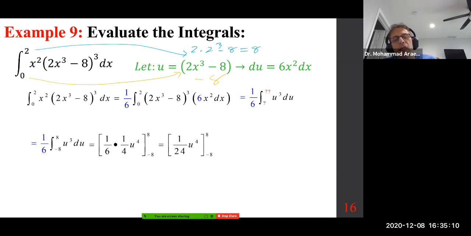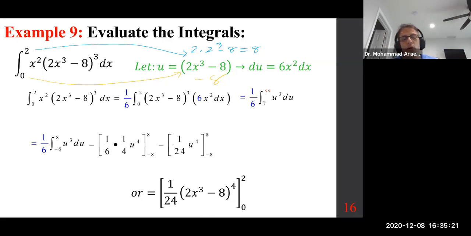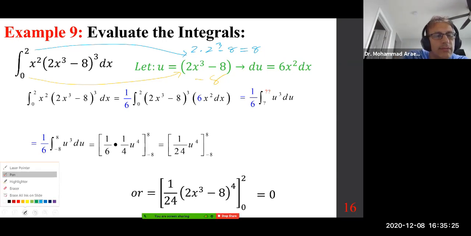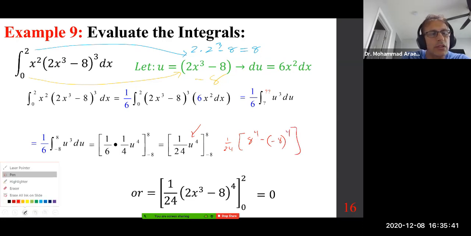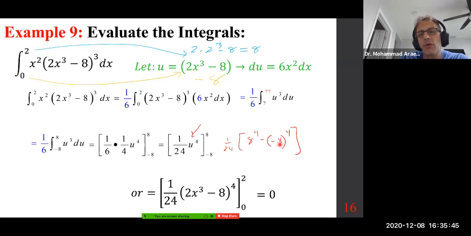Now, this is an example where it's easier to use the new limits to see the answer. If you plug in, you will get to 0. How do you know that? So take a look. It is easier to use this one, everybody. If you plug in, remember what you get. You get 1 over 24, 8 to the power of 4 minus negative 8 to the power of 4. And what is the exponent? An even, which means 8 to the power of 4 as well as negative 8 to the power of 4 have the same answers. They cancel each other. They give us 0. It is a tad faster using the new limits to get to the result, class. It's a tad faster. So I highly recommend you use the new limits.